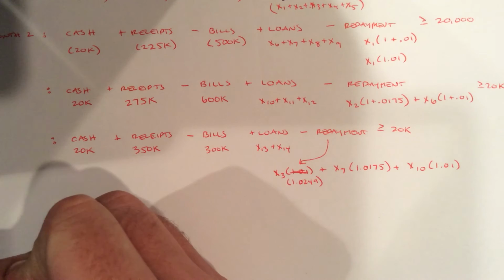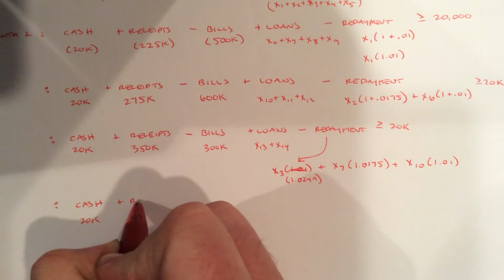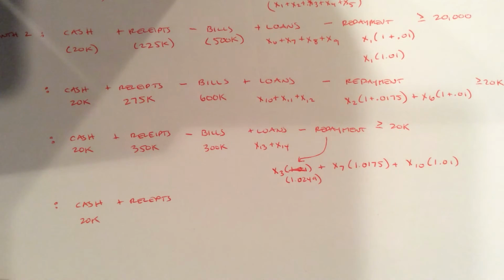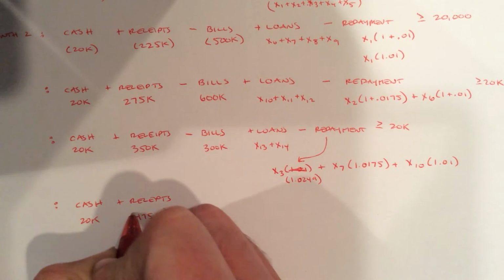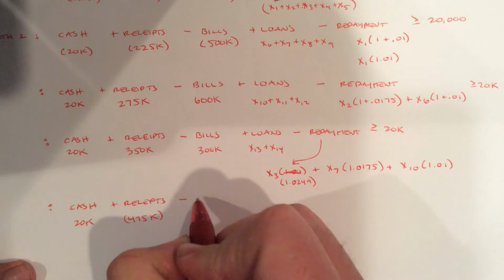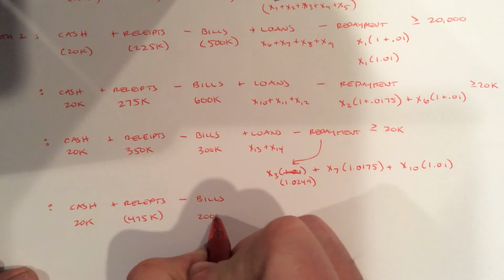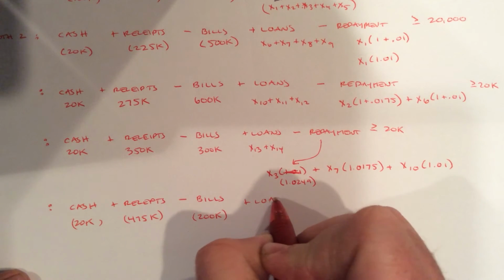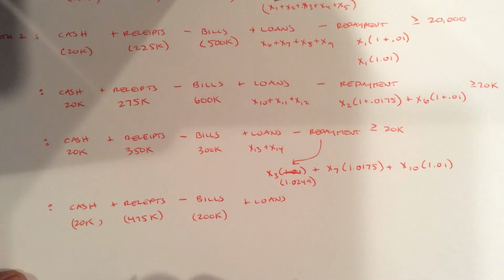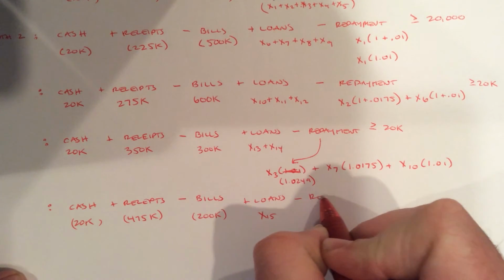Month 5. Cash on hand, which is 20K, plus our receipts. Our receipts in month 5 are 475,000, minus our bills. Our bills now are starting to decrease even more. I'm happy. 200,000. Plus the loans that we take out. How much in loans do we take out in month 5? That's just X15. Minus our repayment.